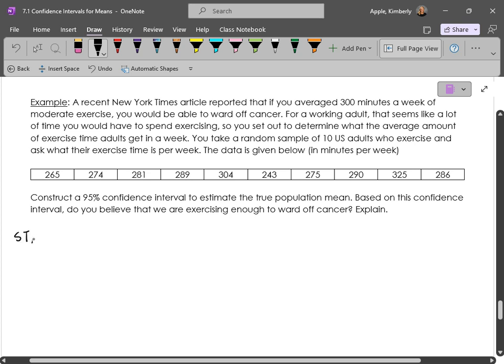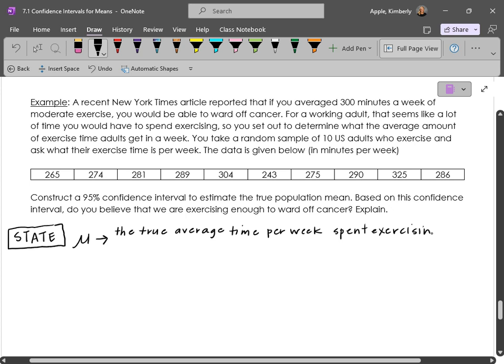So we're going to start out with our state step. Notice the difference here is that you don't have any statistics. You're given the raw data. Okay, so you're going to have to do some stuff. So the first thing we're going to do, as always, is define the parameter of interest, which is mu, the true average or the true mean, the true average time per week spent exercising by U.S. adults who exercise.